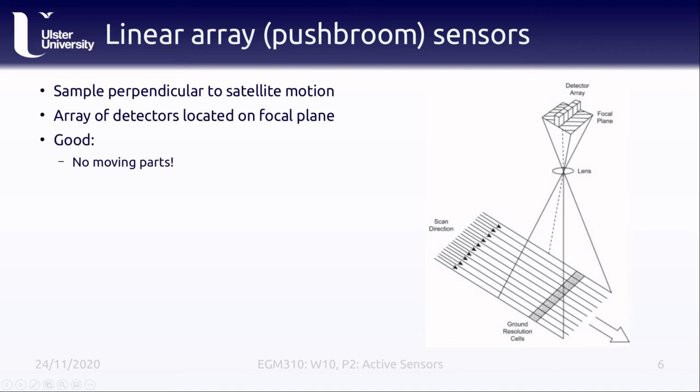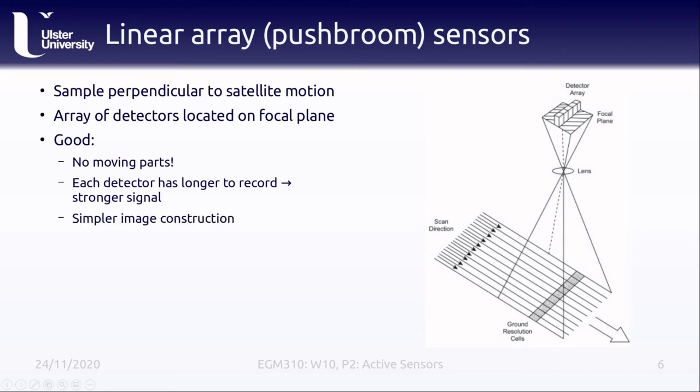Again, space is not a nice place for an instrument, and the fewer moving parts, the better. We'll talk more about this in a minute. They also mean the detector has longer to record. Because the signal is not being scanned over the field of view, each of the detectors sees an area on the ground, which means that the signal being recorded is stronger and the images are sharper. It also means simpler image construction. We're basically reading the image as if we're scanning along the satellite path.